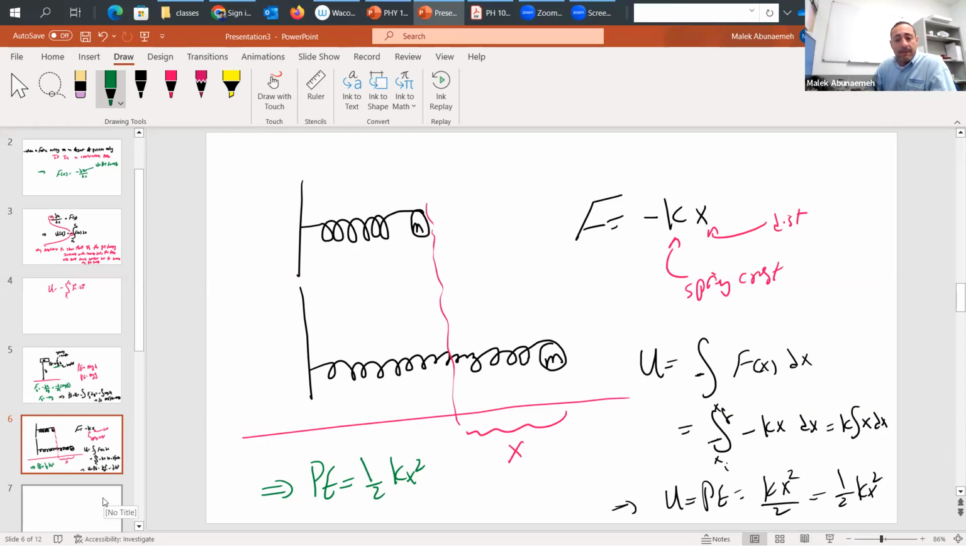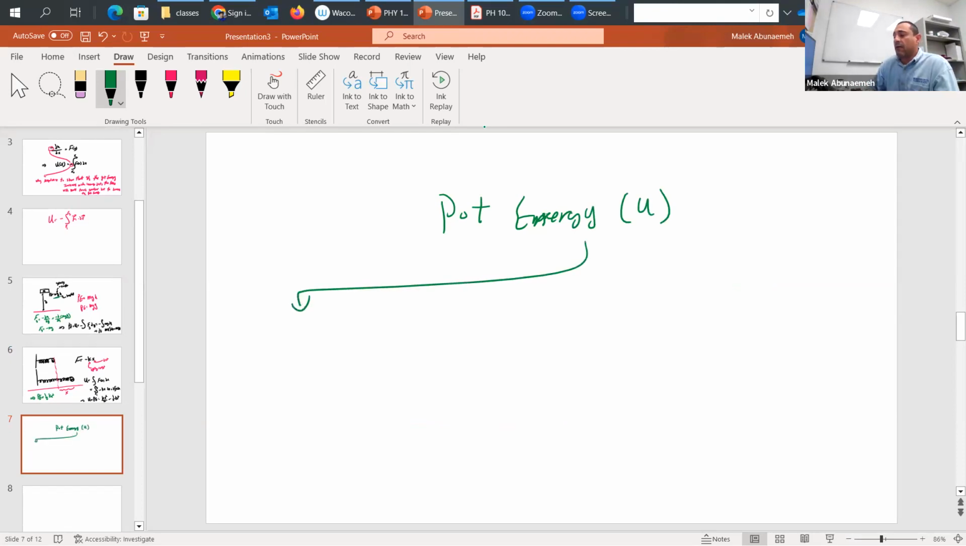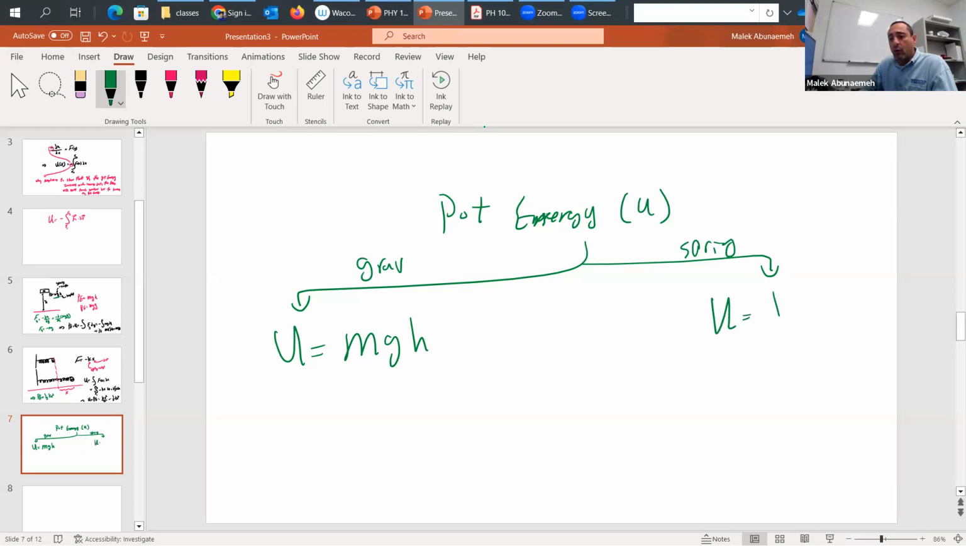So basically, your potential energy, which we gave the letter U, for gravitational is going to equal mgh, and for your spring is going to equal 1/2 kx squared.